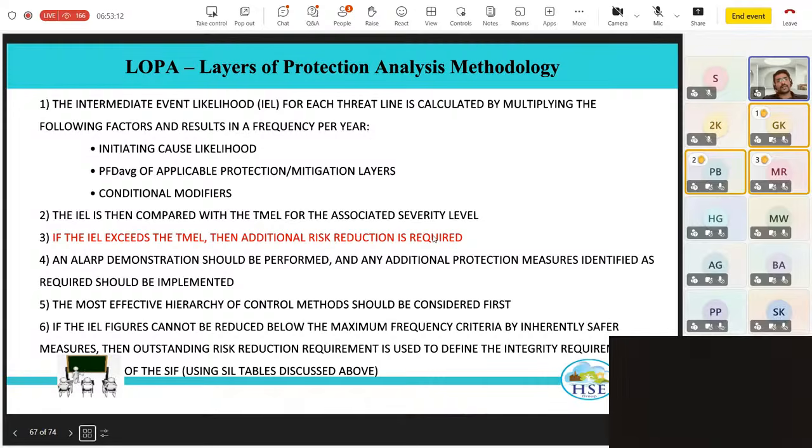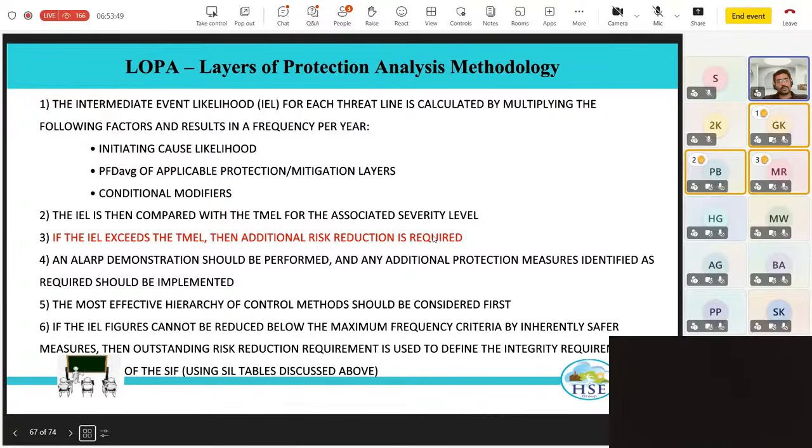Okay. Then based on the additional reduction, an ALARP demonstration should be performed based on whatever reduction you considered, and any additional protection identified should be implemented. The most effective hierarchy of control methods should be considered. Hierarchy of controls here means that if you already have a safeguard in the system, then you look at increasing its integrity so that you are able to meet ALARP. If you are not able to do that, you provide an additional safeguard. Whether that additional safeguard gets you the risk reduction of whatever, 10 or 100, required, that is important. If it does not, then you again increase the integrity.